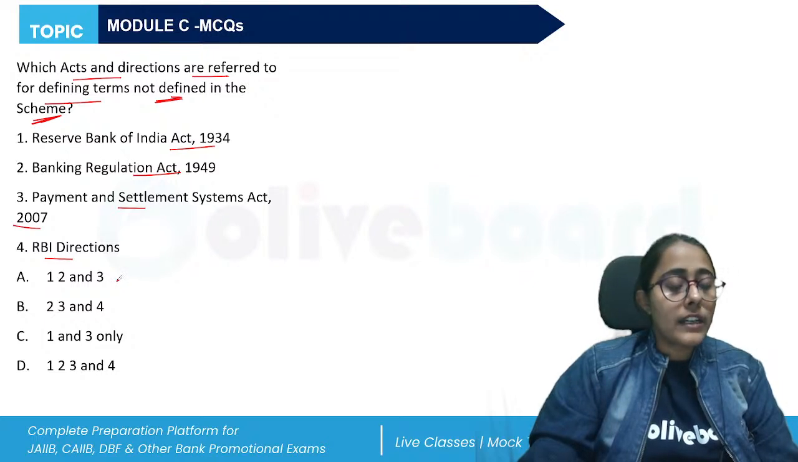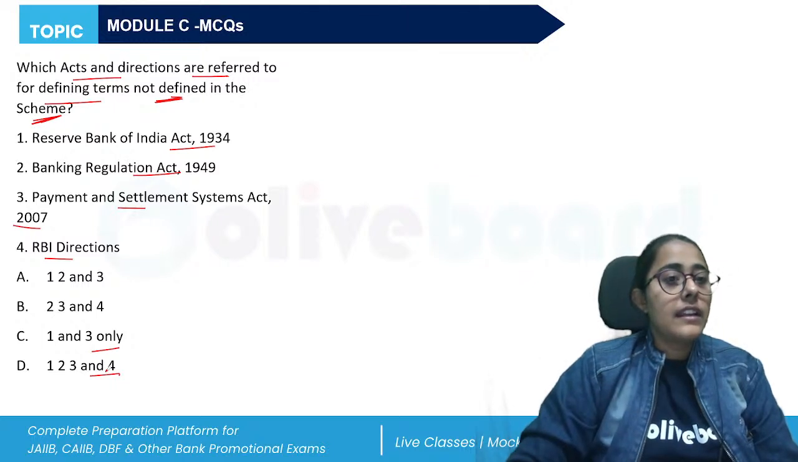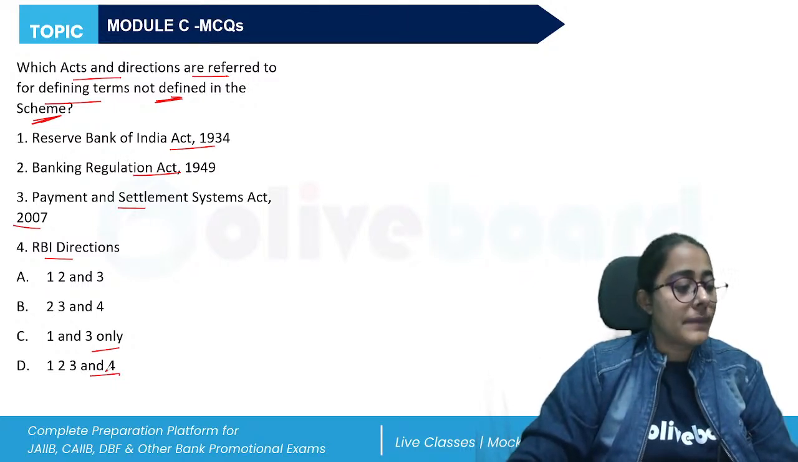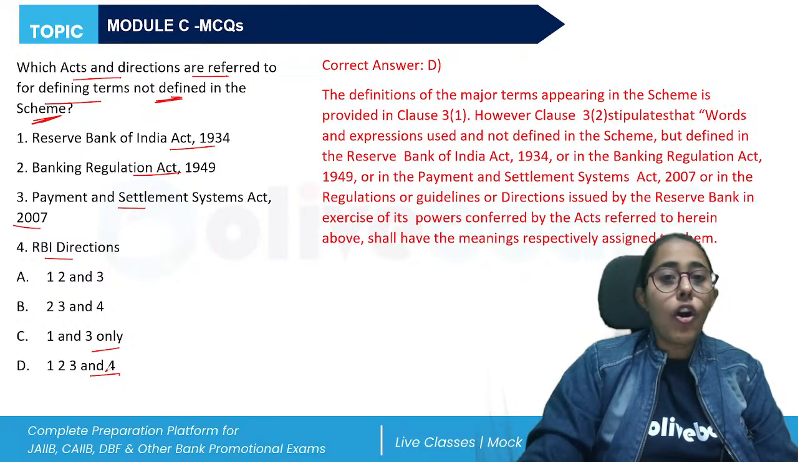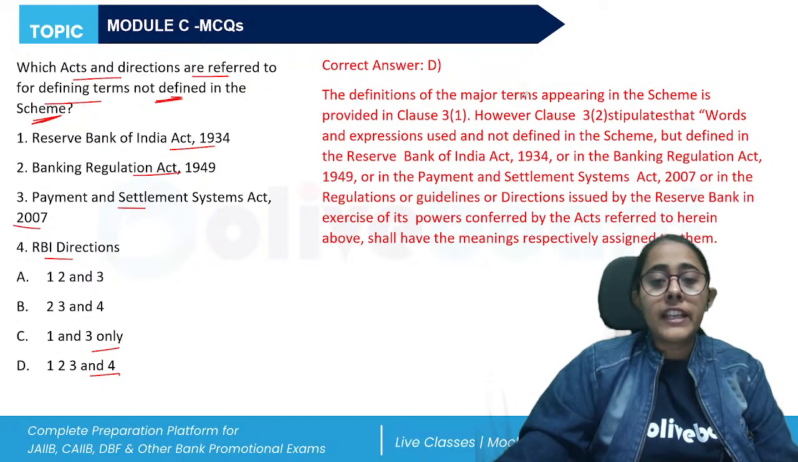Which of the following are correct? 1, 2 and 3; 2, 3 and 4; 1 and 3 only; or all of the above contain the definitions not defined under the Ombudsman Act. The correct answer is option D, all of the above. The definitions of the major terms appearing in the scheme are provided under clause 3 subsection 1.